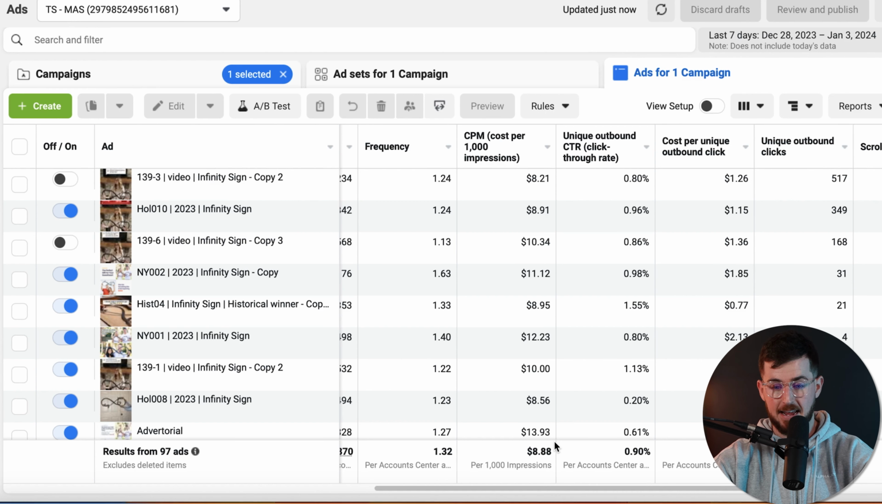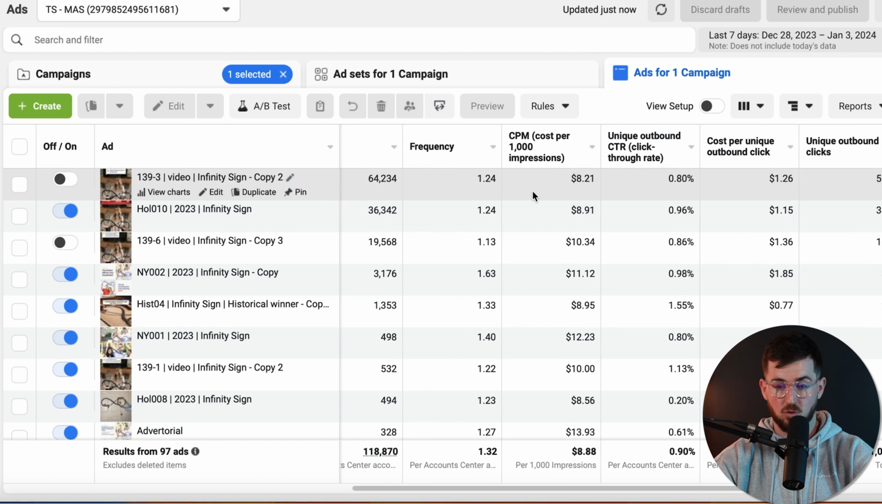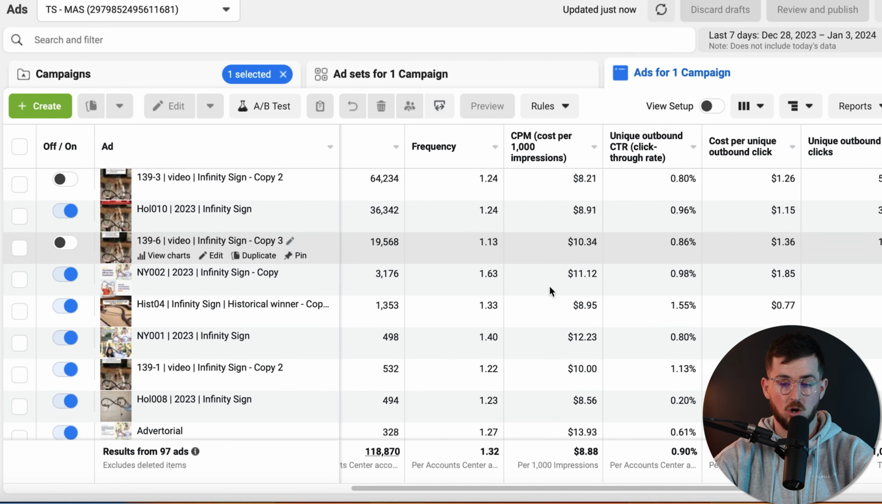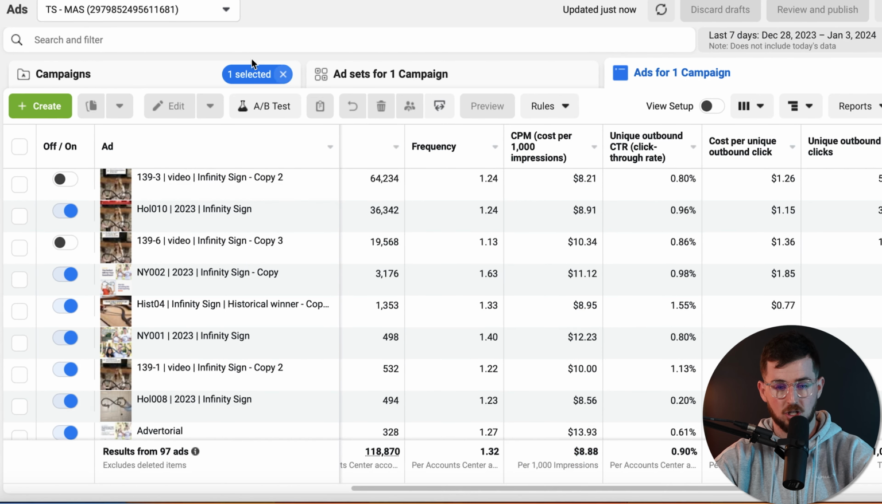Its average is $8.88 for this campaign. So relatively, this is a good CPM of $8.21. This one is up at $8.91. This is higher compared to the account average. So if it's higher or lower, it's going to be compared to your account average. So just keep that in mind.